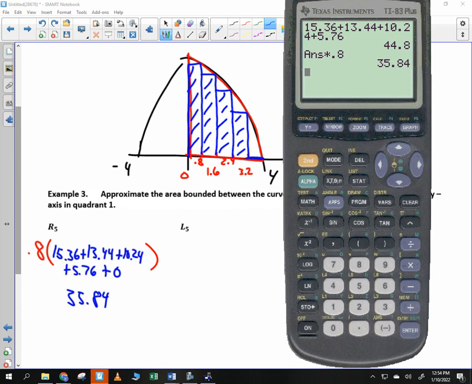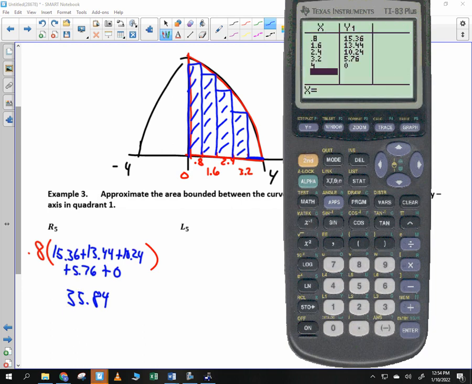What's going to change if we do a left hand? So if I go into my table, my left hand, I don't evaluate the first height at 0.8. I evaluate the first height at 0. Let's see if I can actually insert that second 0. Will that do that? Yeah, there it goes. I was able to insert a value.